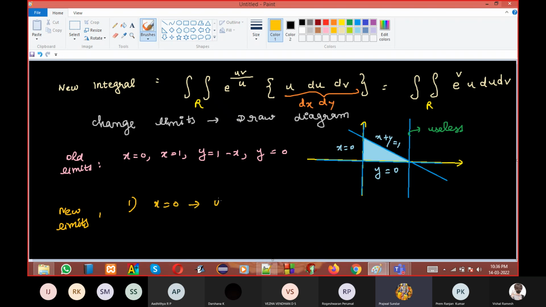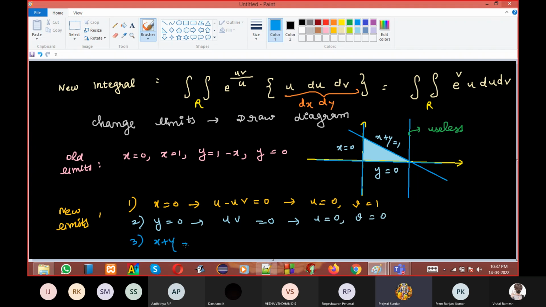So okay, wait. x equal to 0. Tell me fast. u minus uv equal to 0. So u is 0, v equal to 1. Now y equal to 0 will give you uv, y is uv equal to 0. So you will get u equal to 0, comma v equal to 0. Then x plus y equal to 1, where x is u minus uv and y is uv. You will get u equal to 1. Okay, now it is clear. Can proceed.